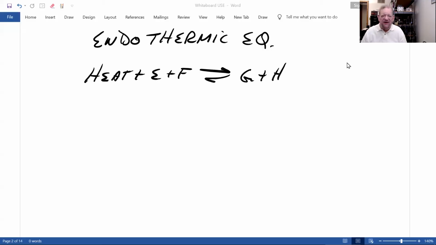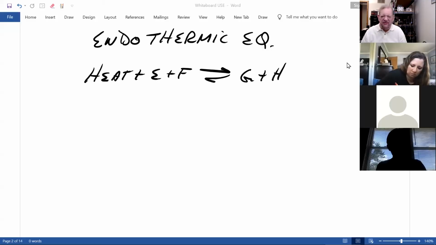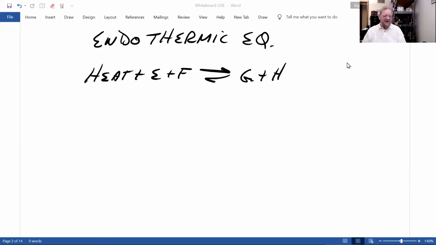All right, thumbs up, people. Do you see endothermic on your screen? Thank you. All right, this is an endothermic reaction. How do you know? You add heat. Heat is on the left. So let's take a look at the following.